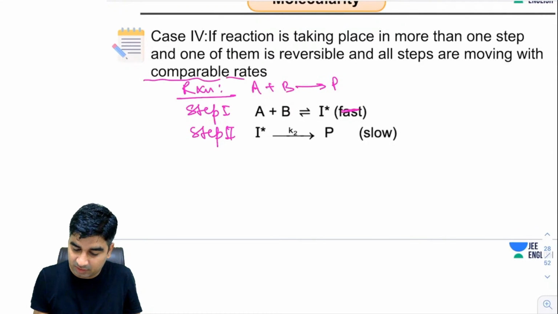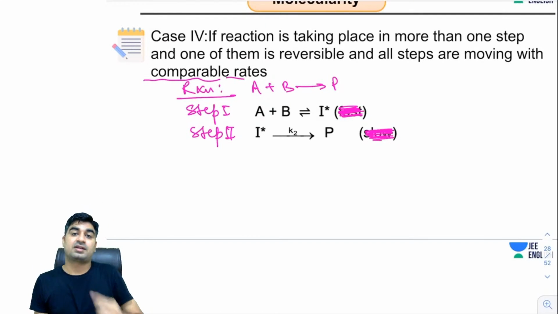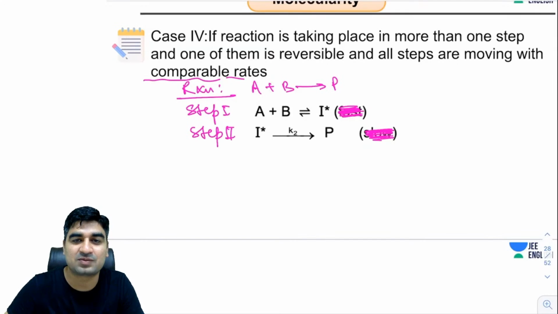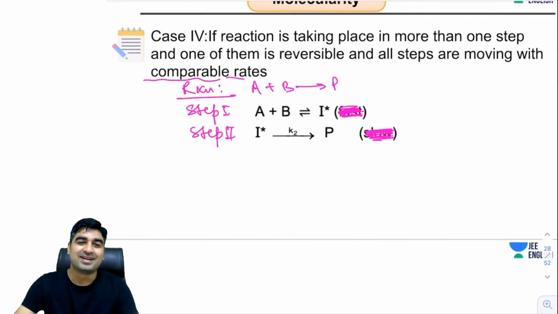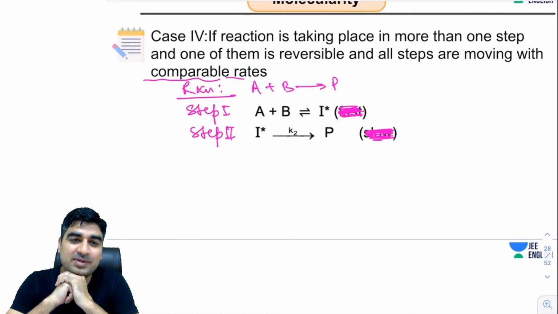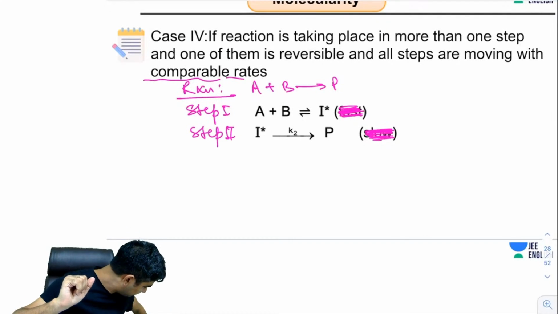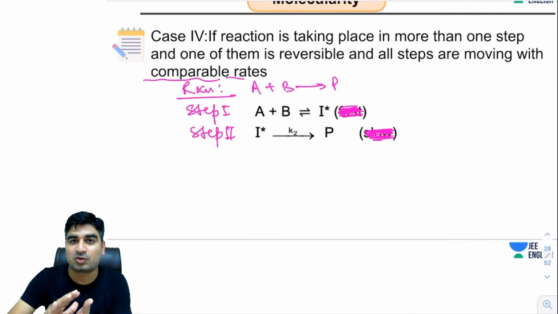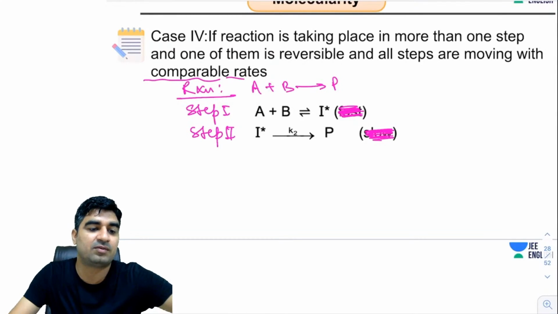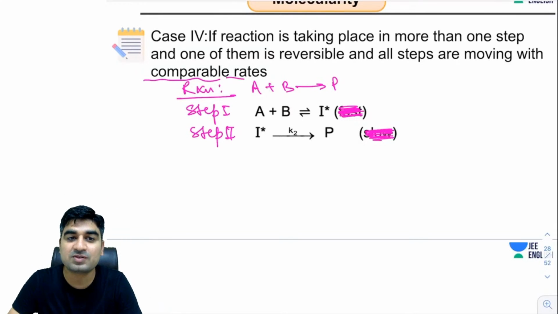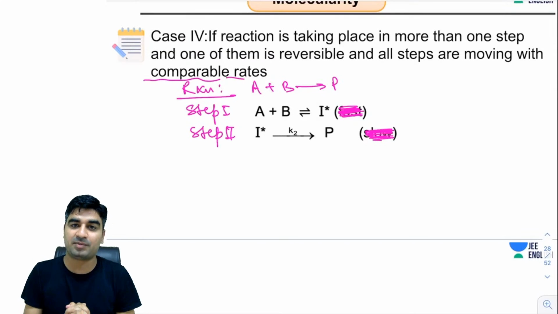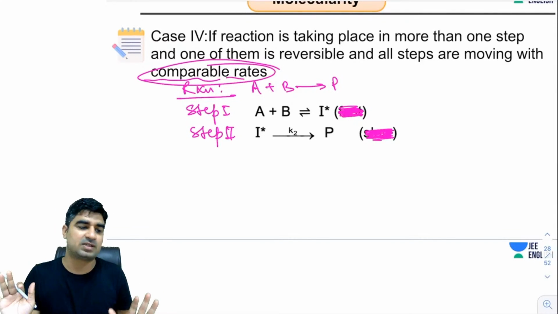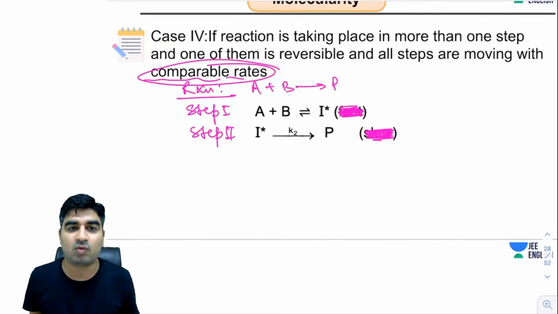Moving with comparable rate, actually just remove it. In this case, you will not be given slow or fast. Actually, that was copied from the last one, so remove slow and fast. Problem will be like that. Now, what will you do? No slow and fast step is given. Till this question, what were we doing? Every time we were taking the slow step and starting our reaction from there. And once we take the slowest step, from there we were removing intermediate. But in this problem, we don't know which step is slow and which is fast. And it says both are comparable. Means rate of first step is almost equal to rate of second step. Now what will happen?